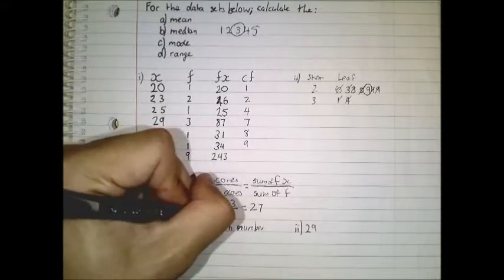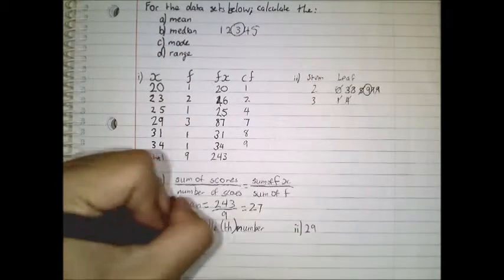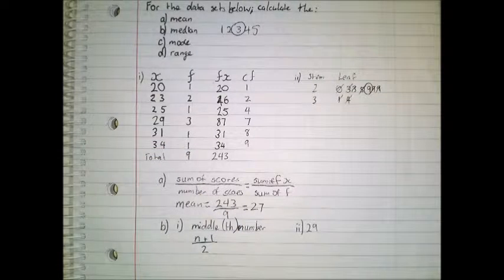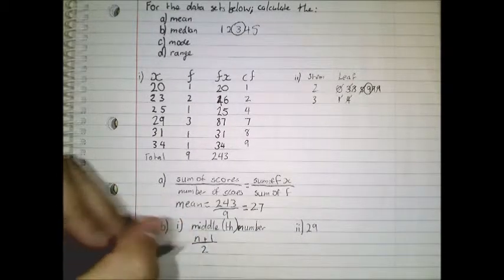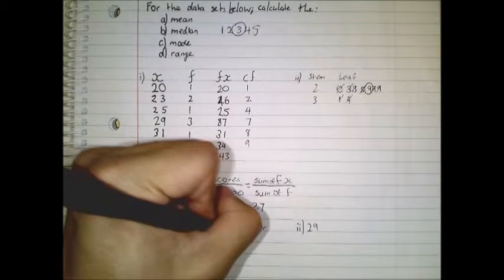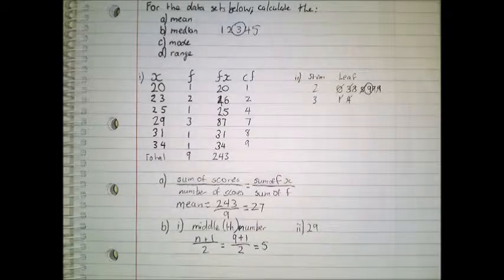Now, the middle number is figuring out the position of the number that is in the middle of the set of data. And we can calculate that by finding out n plus 1 over 2, where n is the total number of values in the set of data. In this case, n is equal to 9. Therefore, our middle number is equal to 9 plus 1 over 2, which is 10 divided by 2, which is 5, meaning that the fifth number will be our median number.